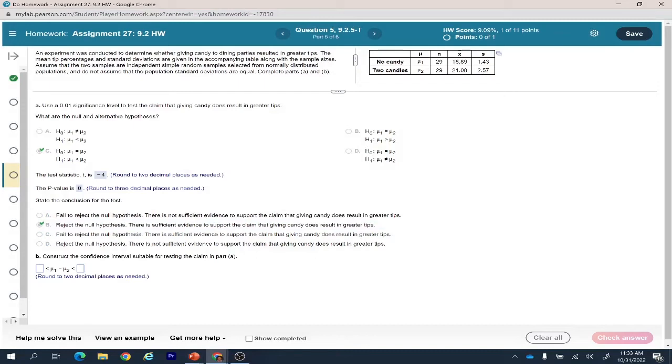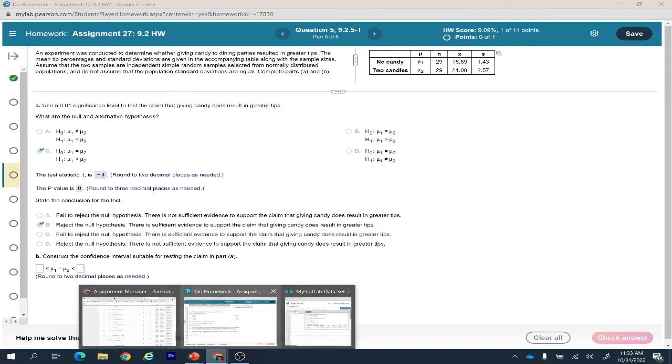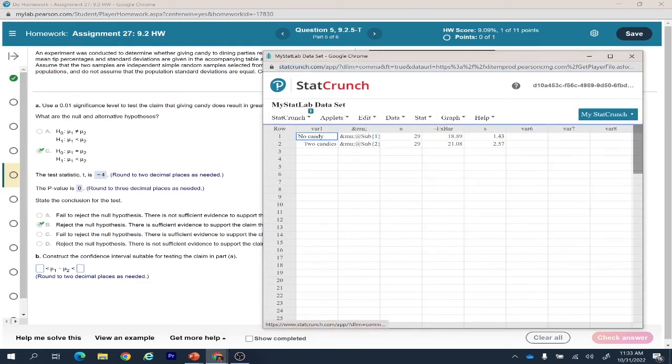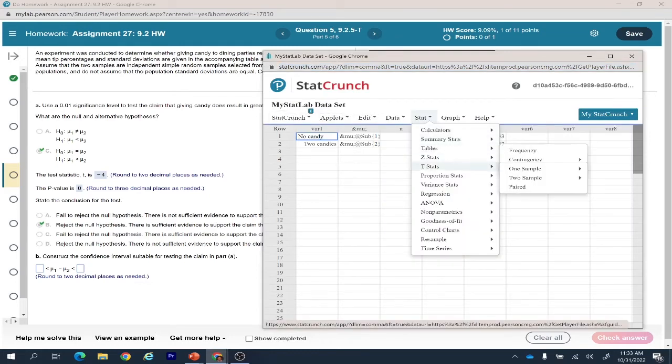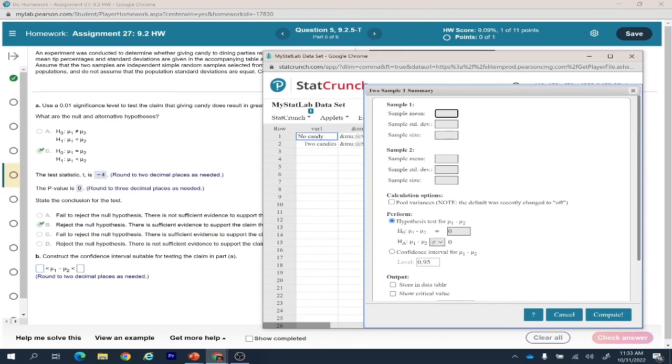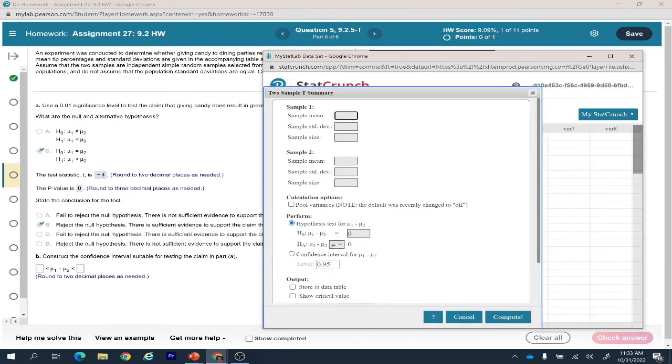Now, to find the confidence interval, either you can do it manually using the formula, or you can again go back to StatCrunch. Just go back here again. Stat. Okay, I have to use the same thing. Two samples with summary. The very same thing. I was not supposed to cancel that before, but let's put it here one more time.